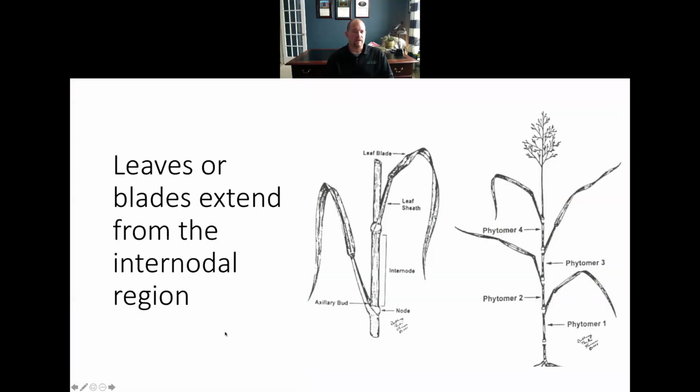So the leaves or blades extend again from this internodal region. So the base of the blade will start at the node, and then it breaks away from the node, and that's what gives rise to the actual blade of grass.